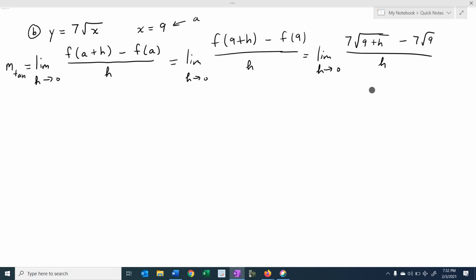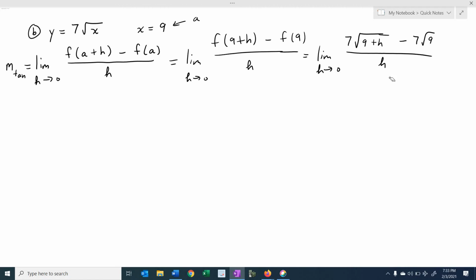Now, you can try direct substitution to evaluate this limit, but notice that when you plug a 0 in for h on the top, you get 7 times the square root of 9 minus 7 times the square root of 9, which is 0. And that basically means that as h is heading towards 0, the top is heading towards 0 as well. And then you can also see, of course, the bottom is heading towards 0 because that's just equal to h, and h is heading towards 0. So we end up with this indeterminate form of 0 over 0.